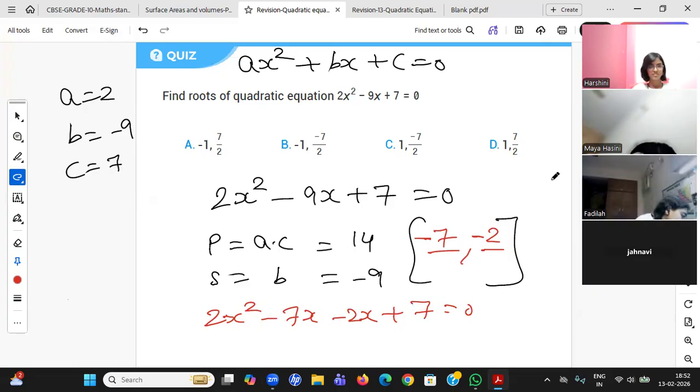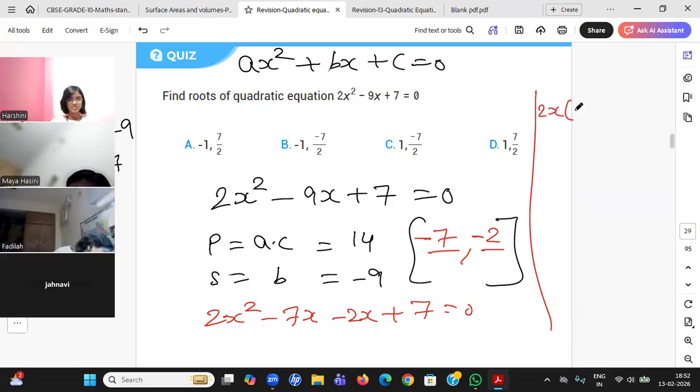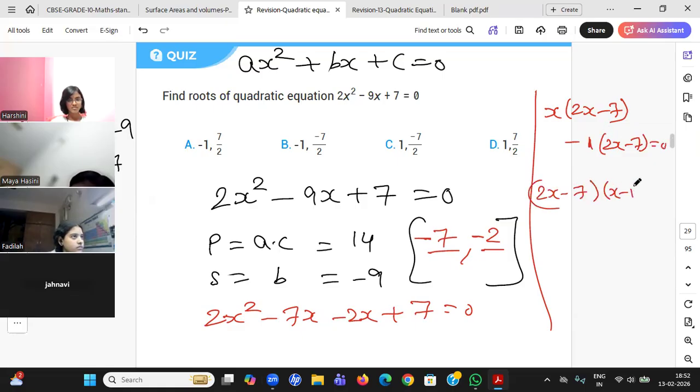Okay. So from the first two terms, x only I can take common, student: x times 2x minus 7. Here minus 1 I can take common: minus 1 times 2x minus 7, equal to 0. Again from both I can take 2x minus 7 common: 2x minus 7 times x minus 1 equal to 0. So x equal to 7 by 2, x equal to 1. D should be your answer.